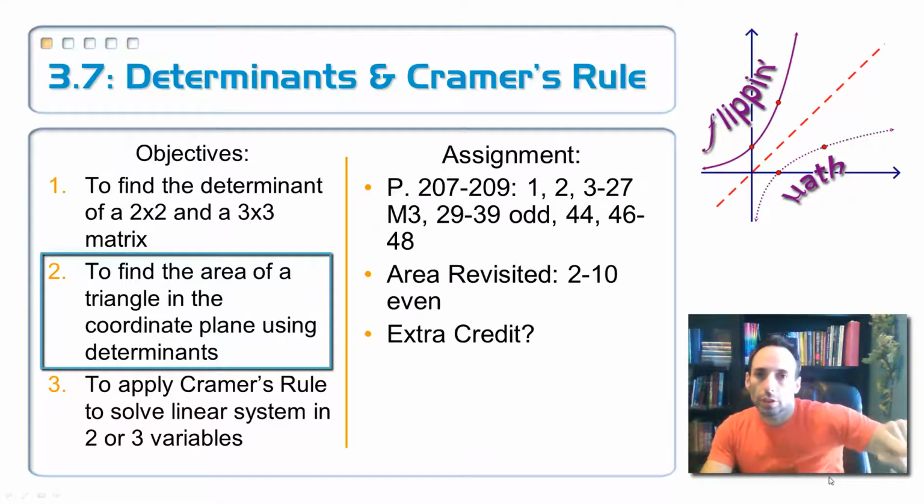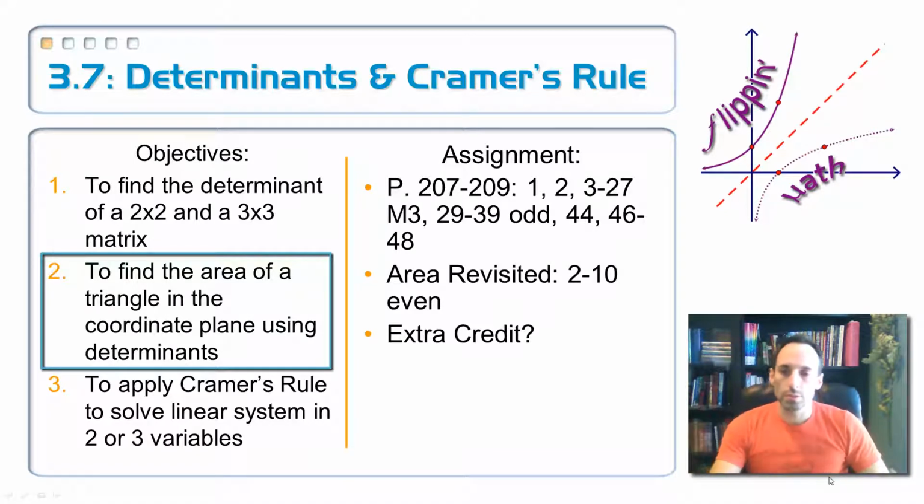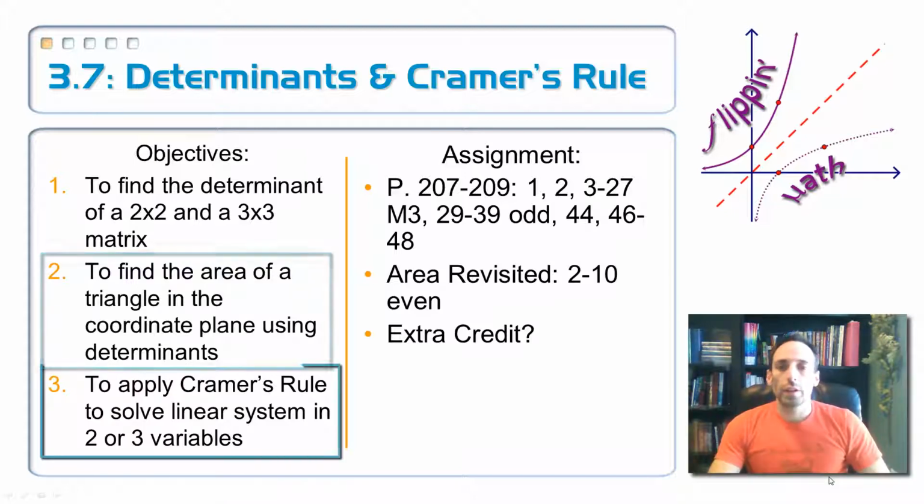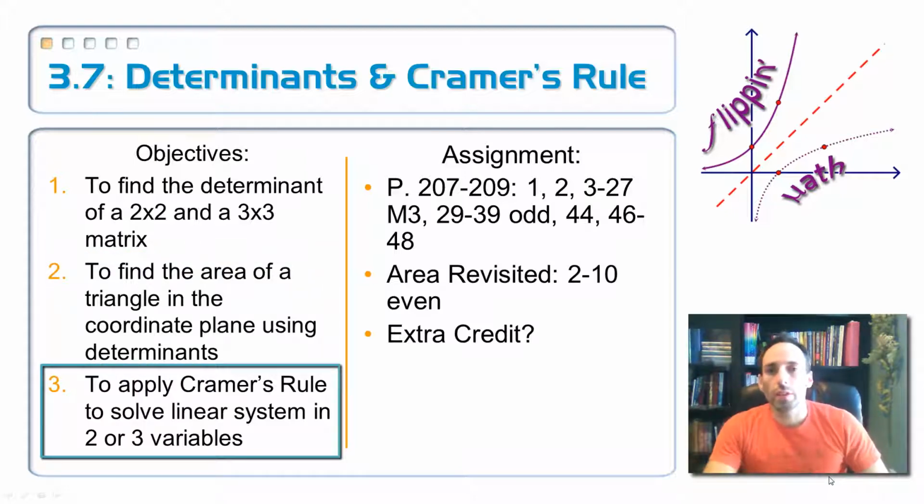And if you look over there on the right side where it says assignment extra credit, the extra credit for this 6 weeks for 5 points has to do with objective 2. And then finally, objective 3 here, we're going to apply this Cramer's rule to help us solve a 2x2 and a 3x3 linear system. 2 variables or 3 variables. And maybe you'll like the Cramer's rule method a little bit more than elimination. I don't know, let's see.